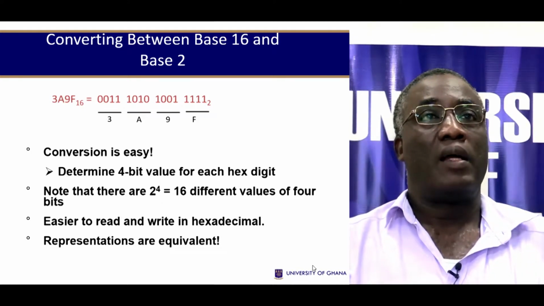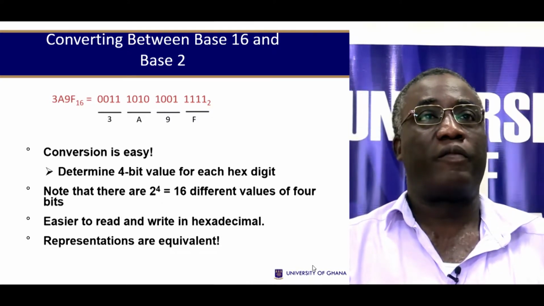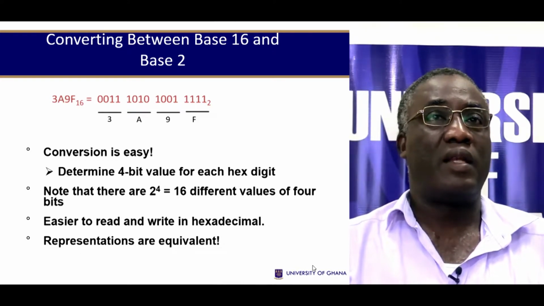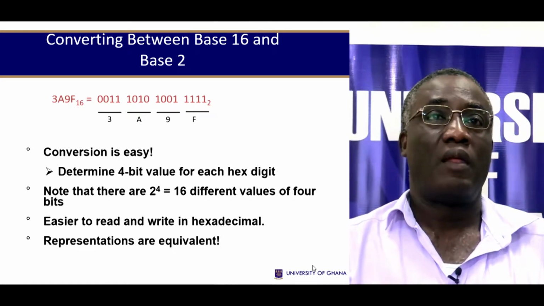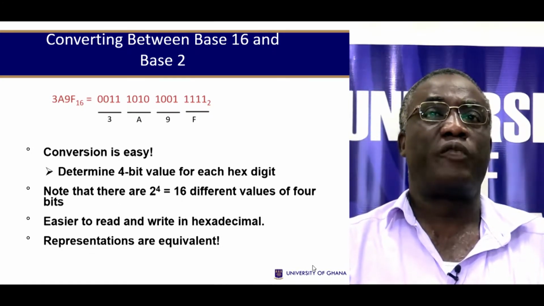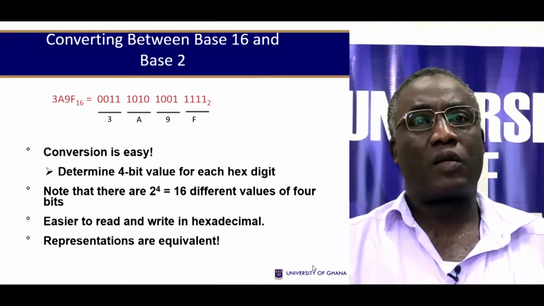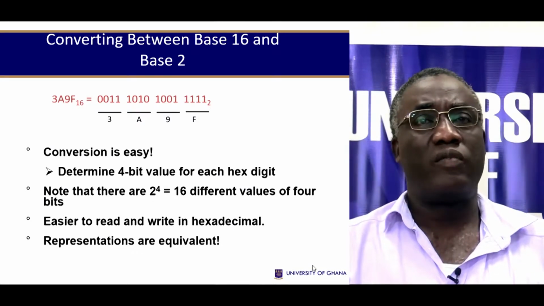So let's say you have the hexadecimal number 3A9F. First convert the 3, which is 0011. A is 10, 1010. 9 is 1001. And F is 1111. So that's easy, straightforward. You determine the 4-bit value of each hexadecimal digit. Now, I asked the question, why would you want to represent numbers using hexadecimal or even octal?